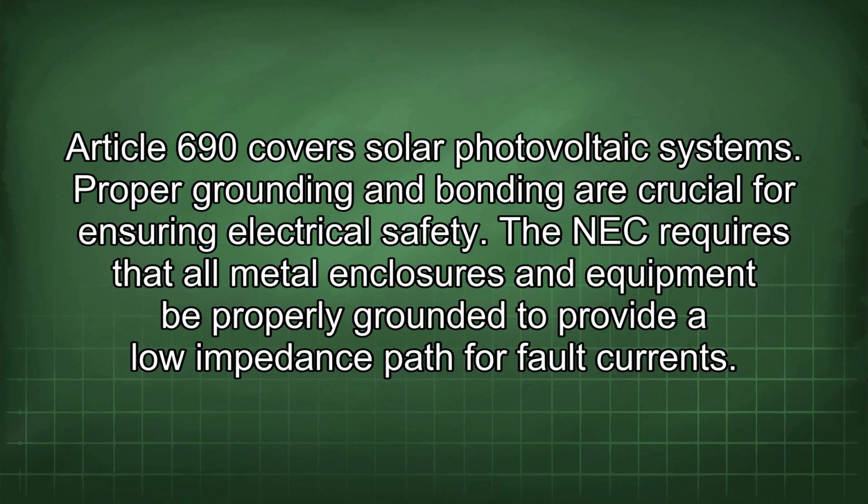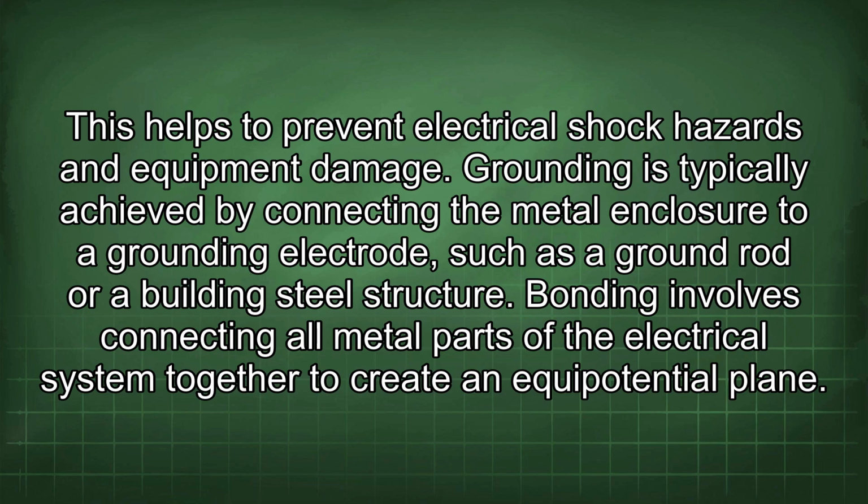Proper grounding and bonding are crucial for ensuring electrical safety. The NEC requires that all metal enclosures and equipment be properly grounded to provide a low impedance path for fault current. This helps to prevent electrical shock hazards and equipment damage. Grounding is typically achieved by connecting the metal enclosure to a grounding electrode, such as a ground rod or a building steel structure.